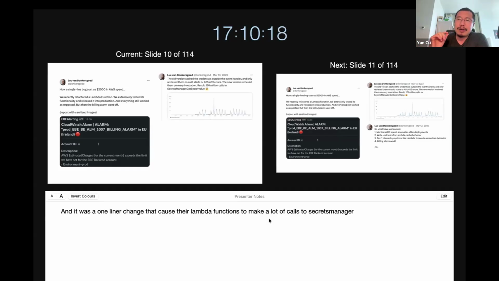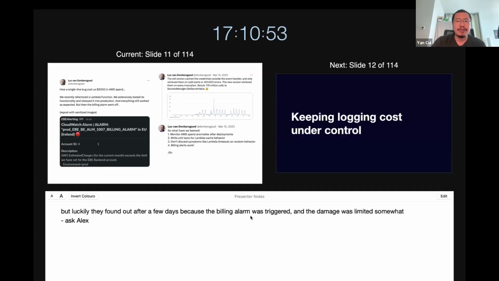So instead of fetching the secrets from Secrets Manager on cold start and caching them, they were making a call to Secrets Manager on every single invocation. And when you're the national postal service, you make a lot of Lambda invocations every month. You can see straight away that as soon as they made that code change, the cost of the calls to Secrets Manager starts to go up. They figured out there was a problem when the billing alarm got triggered, about 2 weeks into the situation.